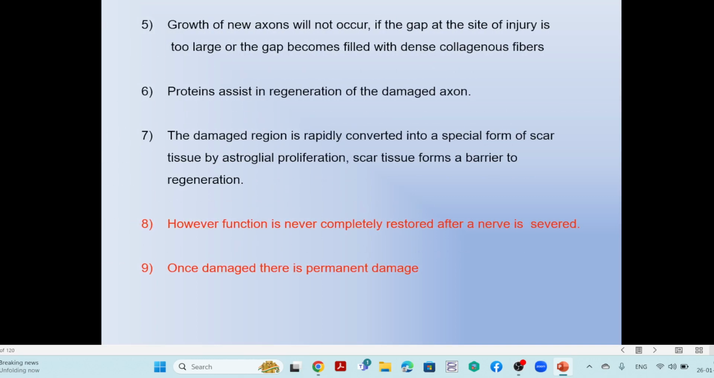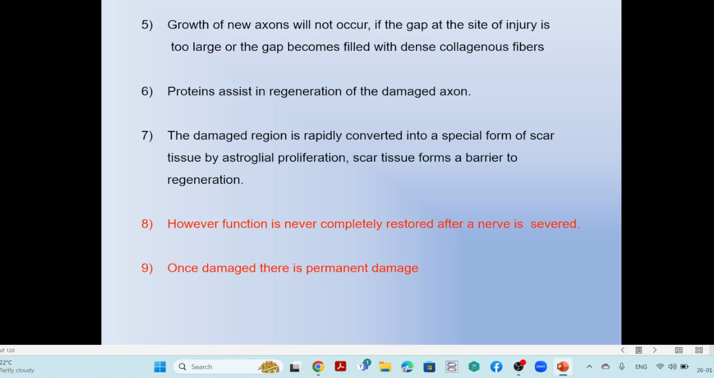Similarly, the growth of new axons will not occur, so there is no new axon development. Repair is possible only if the gap at the site of the injury is very small. If the gap is too large, or becomes filled with dense collagenous fibers, then repair will be difficult. That is one important point.